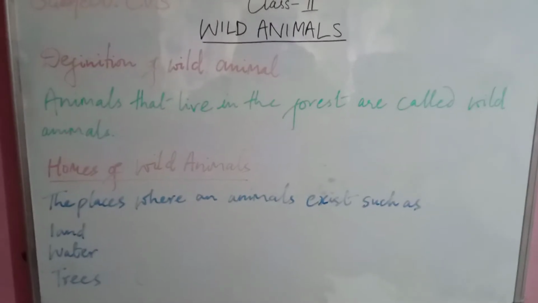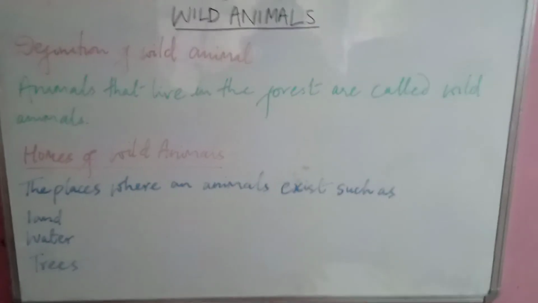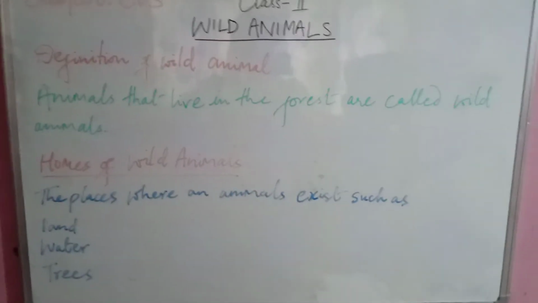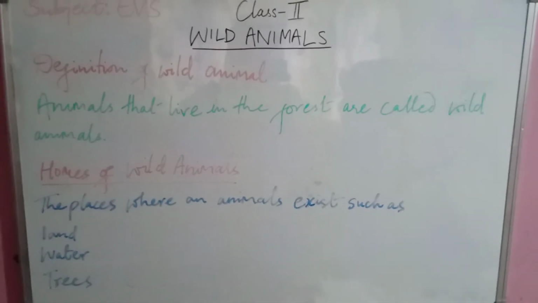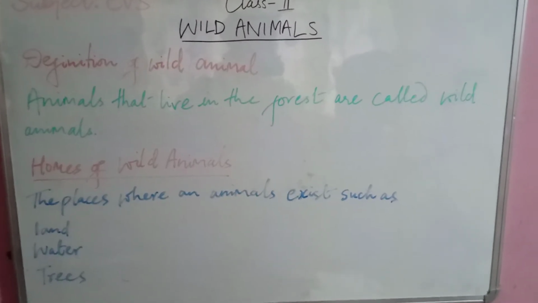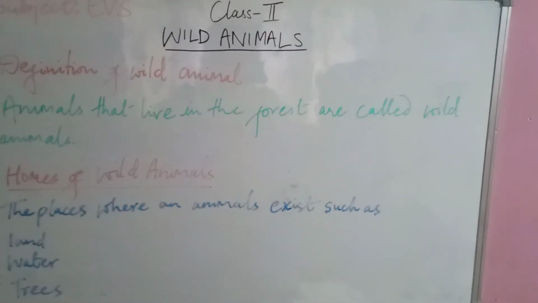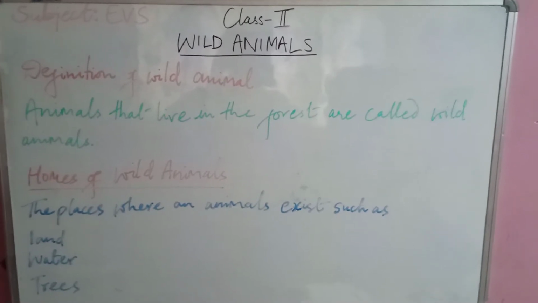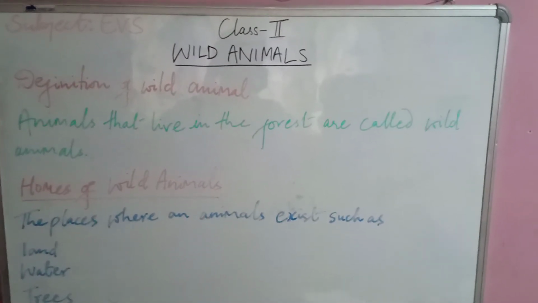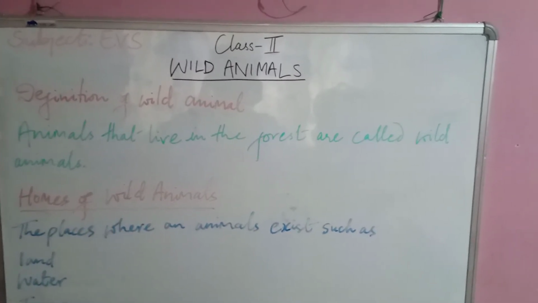And what will be the homes of these wild animals? The places where animals exist, such as these wild animals, whether they exist on land, water, or trees. These are the three places where these animals can survive. Some animals make their own homes to live in, while some do not. Animals such as deer and giraffe roam in the forest.